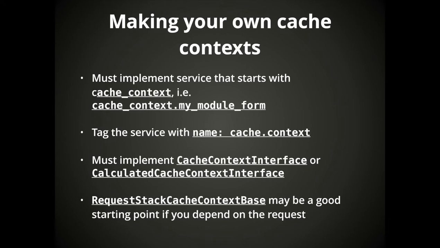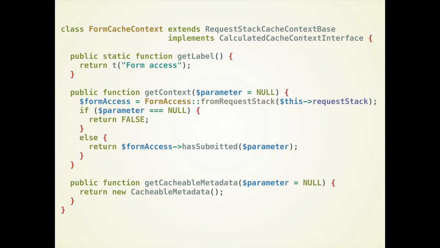And there is a base class you can use to start, which is called a request stack cache context base. That's another lovely name. And this is roughly what it would take to make a cache context. The get label is pretty self-explanatory. The get context function is basically just going to say, look at the request, look at some data, and return a value based on what your context is. So if this was a query arg, for example, it would literally say, get the request, get the query, get the argument, and return that value.